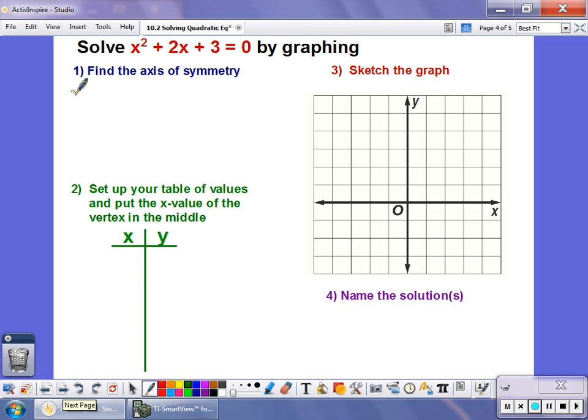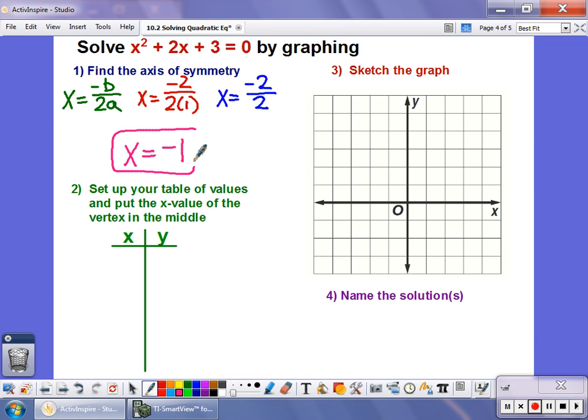Last one, axis of symmetry. X equals negative b over 2a. Plug in your negative b value. So x is going to be negative 2 over 2 times 1, which is going to give me negative 2 over 2, which gives me an axis of symmetry of negative 1. That axis of symmetry is going to be the x value, the middle of my table here. I'm going to put 2 numbers above it, 2 numbers below it.